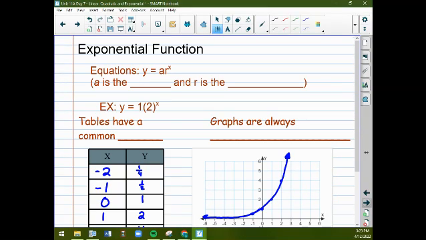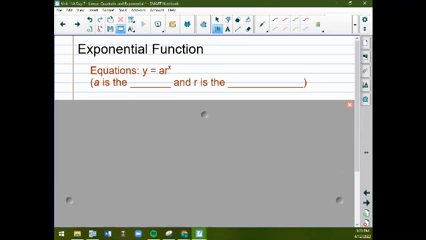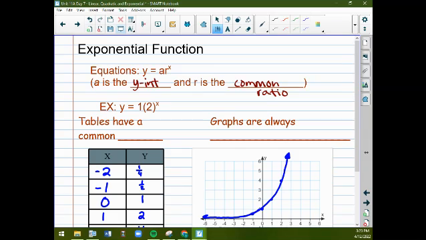Last is exponential functions. These are ones that we've been talking about recently. A is the y-intercept or the initial value, and r is the common ratio. So exponential functions, what they look like, I've got this example, y equals 1 times 2 to the x. They have a common, which I already have that word up there, ratio. That is multiply or divide.